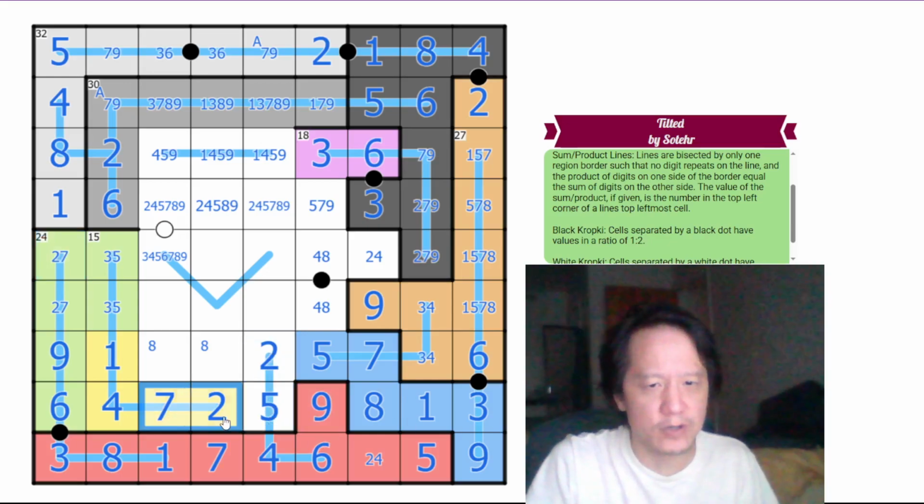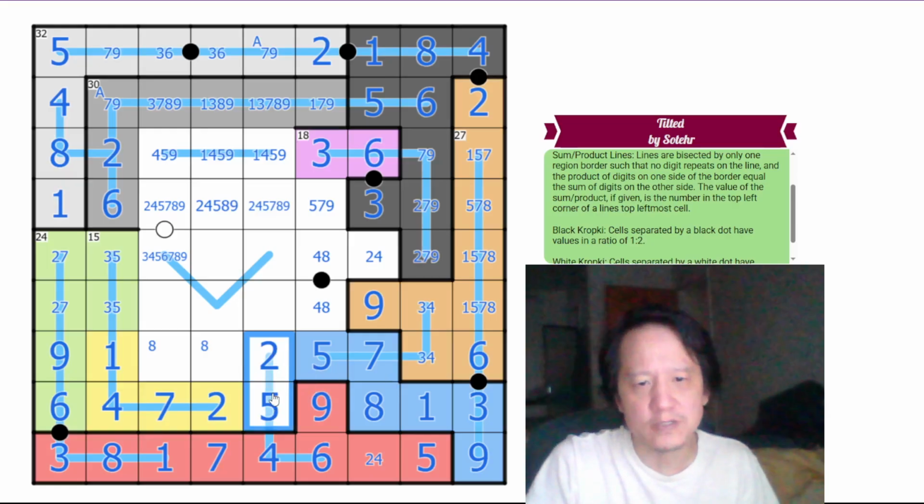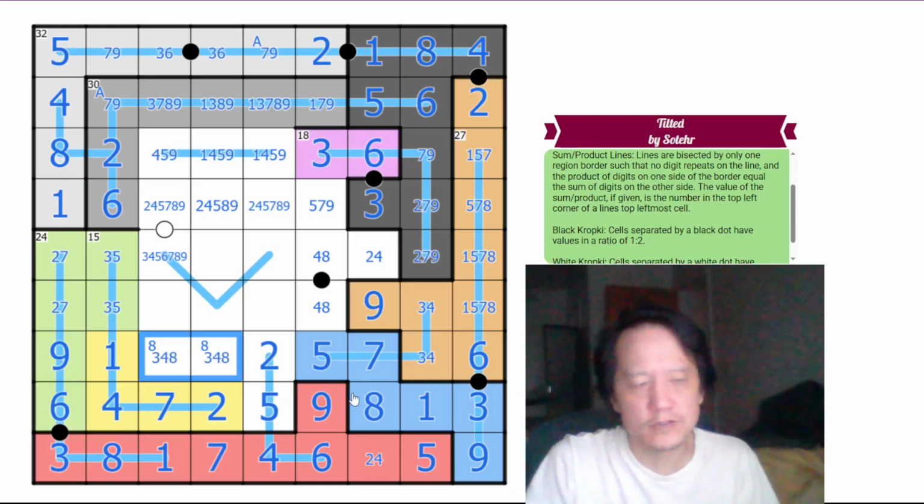This can't be part of yellow. It can't be part of blue. That's interesting. Right? Because if it's blue, there would have to be a double 5 here. So this would be 3, 4, and 8.